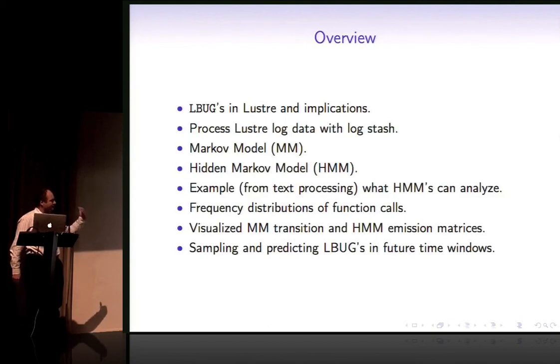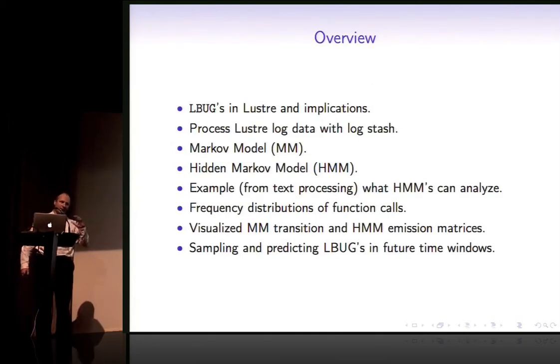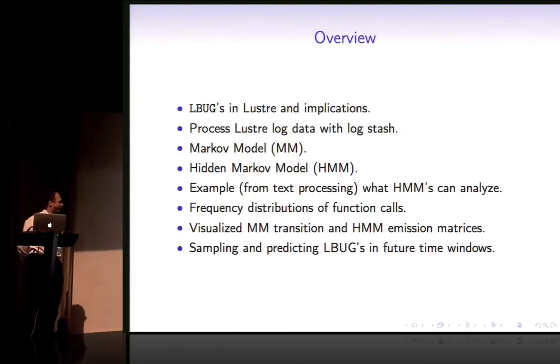I will talk just briefly about LBUGs in Lustre, the implications, and how this Lustre log data is processed. I briefly introduce what a Markov model and a hidden Markov model are, because these are the building blocks we use. This is a probabilistic model which is used in language processing. For instance, if you install Google Now and you talk to your cell phone, it's an HMM, a hidden Markov model, combined with a neural network now. So it's really state-of-the-art, these methods.